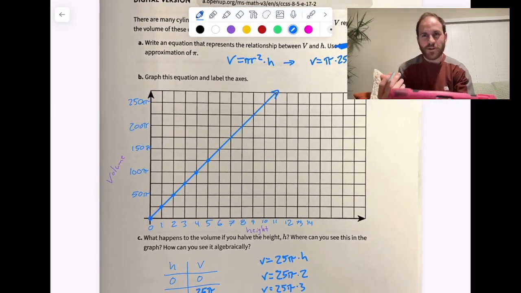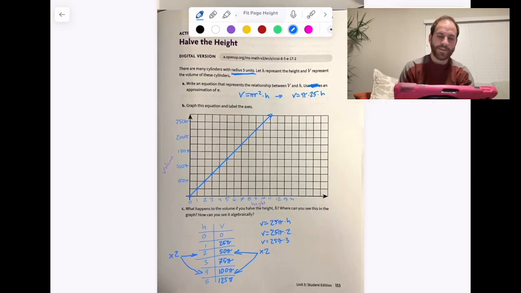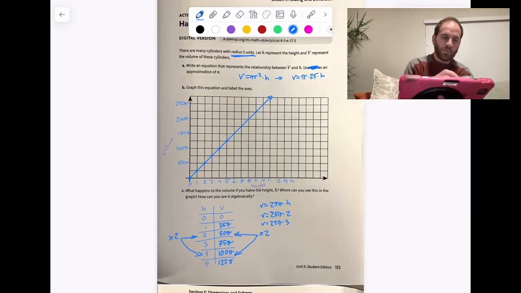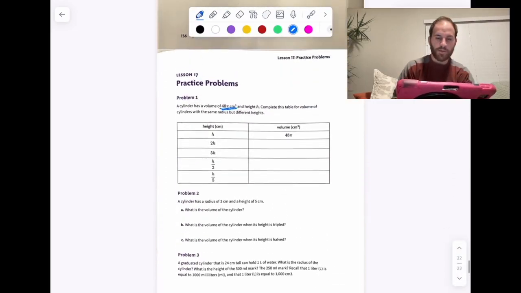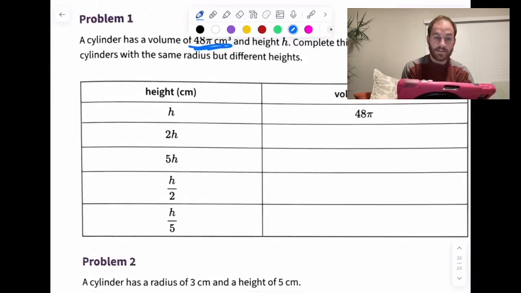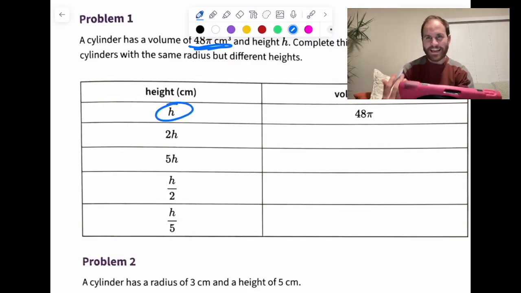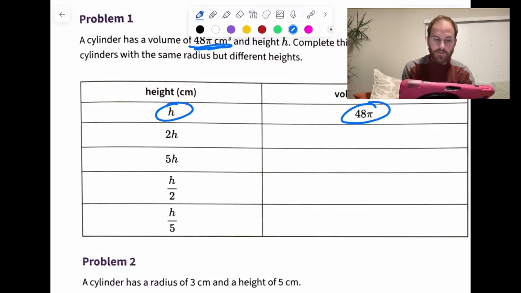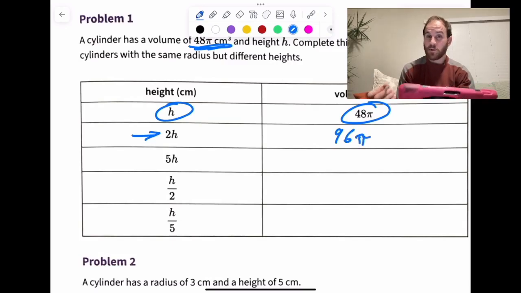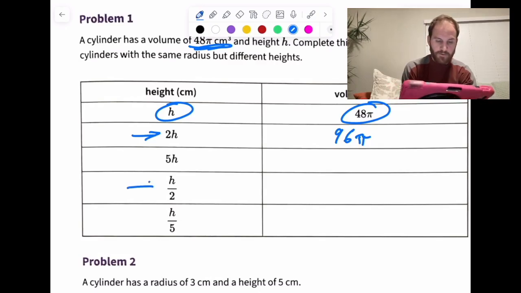Now this is kind of a shortcut. If you have two cylinders and one is double the height of the other, then the volume is also going to be double the original. Kind of a little shortcut there. I can show you all this as well in this homework problem. If we've got a cylinder with a height of h, we don't know the height, but the volume is 48 pi. If you double that height, 2 times h, you're also going to double the volume, so you're going to get 96 pi. It works as well if you divide. If we divide the height by 2, we're also going to divide the volume by 2. So that would be 24 pi.